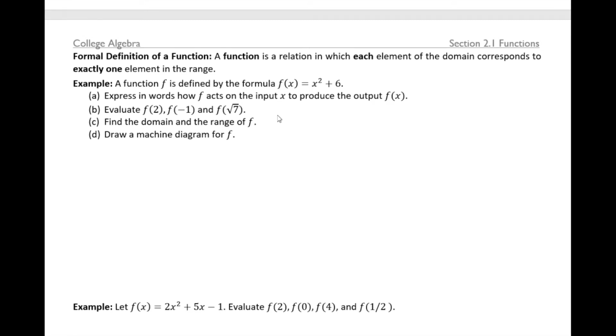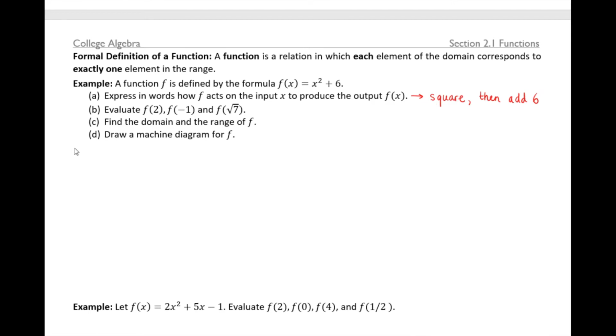So what happens is whenever you have an input, for this one, you square it and then add 6 to it. So we just write it in this way with words. Square, then add 6. See, that's how you explain it in words. Whenever you have an input, you square and then add 6.